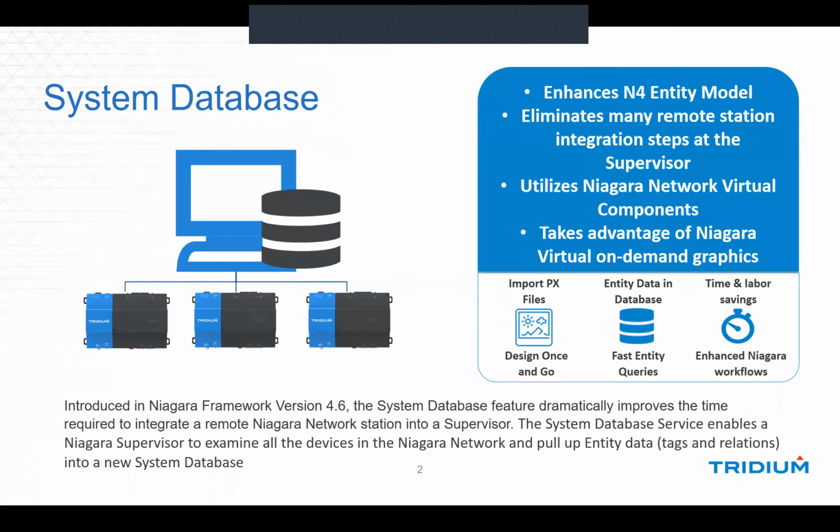The system database service collects Niagara 4 entity data associated with components found in all the subordinate Niagara stations on the Niagara network. The entity data, or in other words, the tags and relations, are saved in a local database referred to as OrientDB. The entity data is made available at the supervisor for queries associated with end-user navigation and search results. This entity data is then automatically associated with the Niagara Virtuals on each Niagara station. This allows the designer to take advantage of the on-demand graphics feature in Niagara 4.